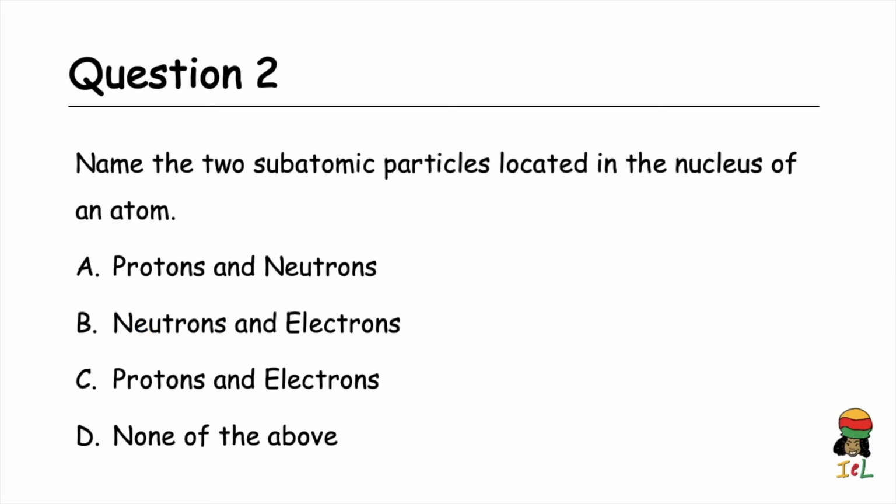Question 2. Name the 2 subatomic particles located in the nucleus of the atom. A. Protons and neutrons. B. Neutrons and electrons. C. Protons and electrons. D. None of the above. The answer is A. Protons and neutrons are located in the nucleus of the atom.